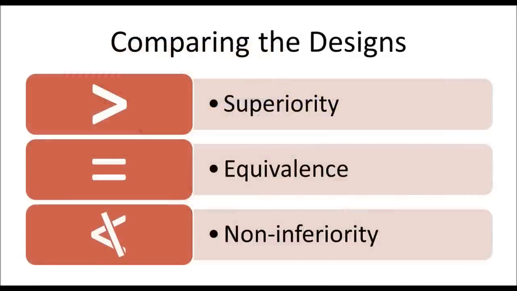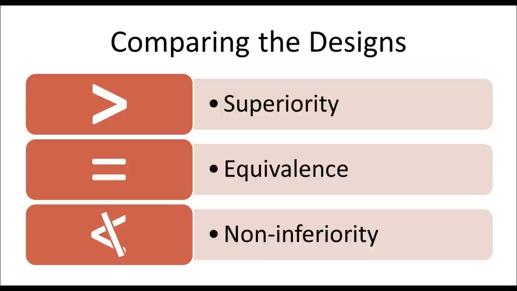Before we get into the specifics of a non-inferiority trial, it is important to understand the various trial designs and how they compare to each other. There are three major trial designs used in research: superiority, equivalence, and non-inferiority. Superiority is the historical design that most people think of when reviewing literature. Its goal is to demonstrate that the study treatment is superior to a control. This is the only way to prove that an intervention has benefit over another treatment or placebo.